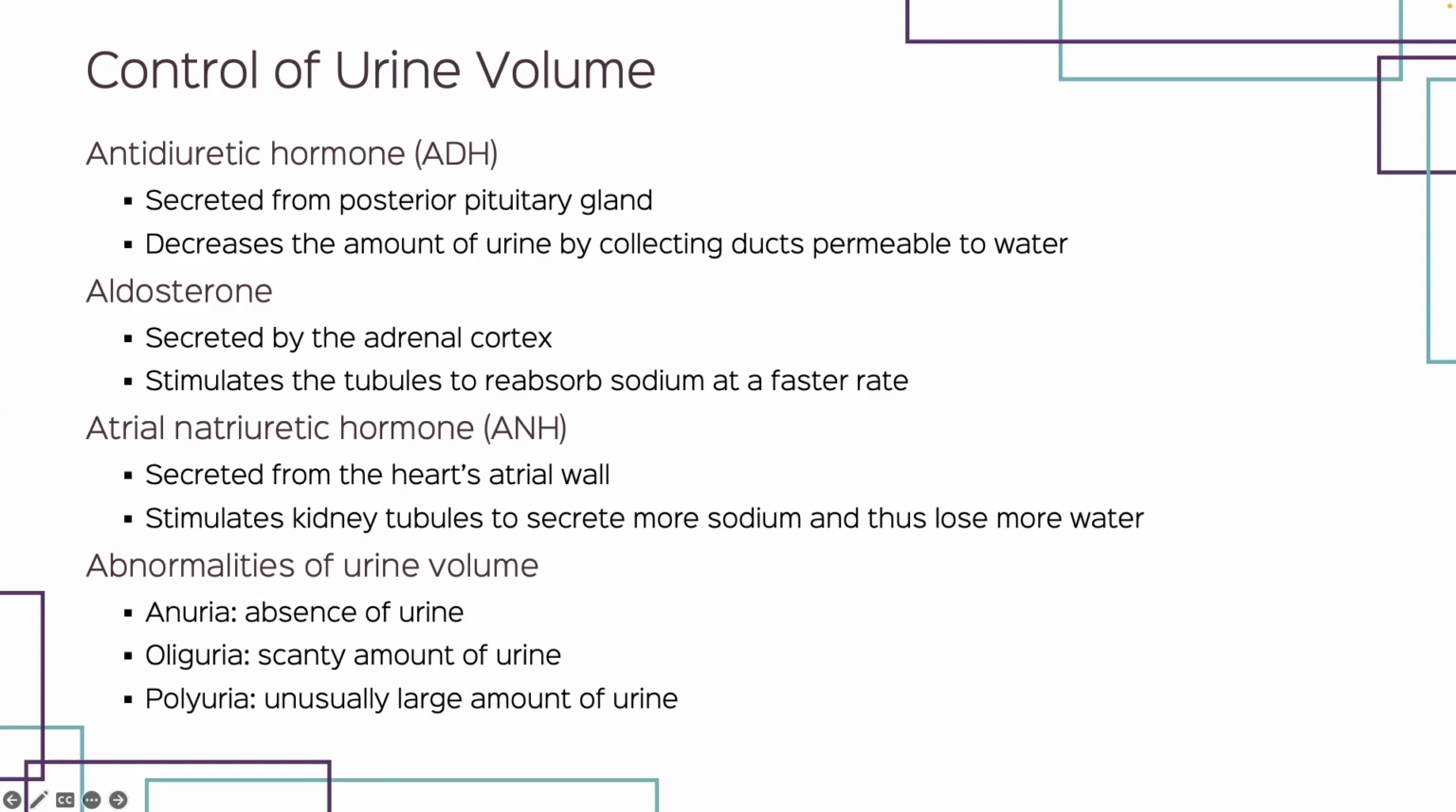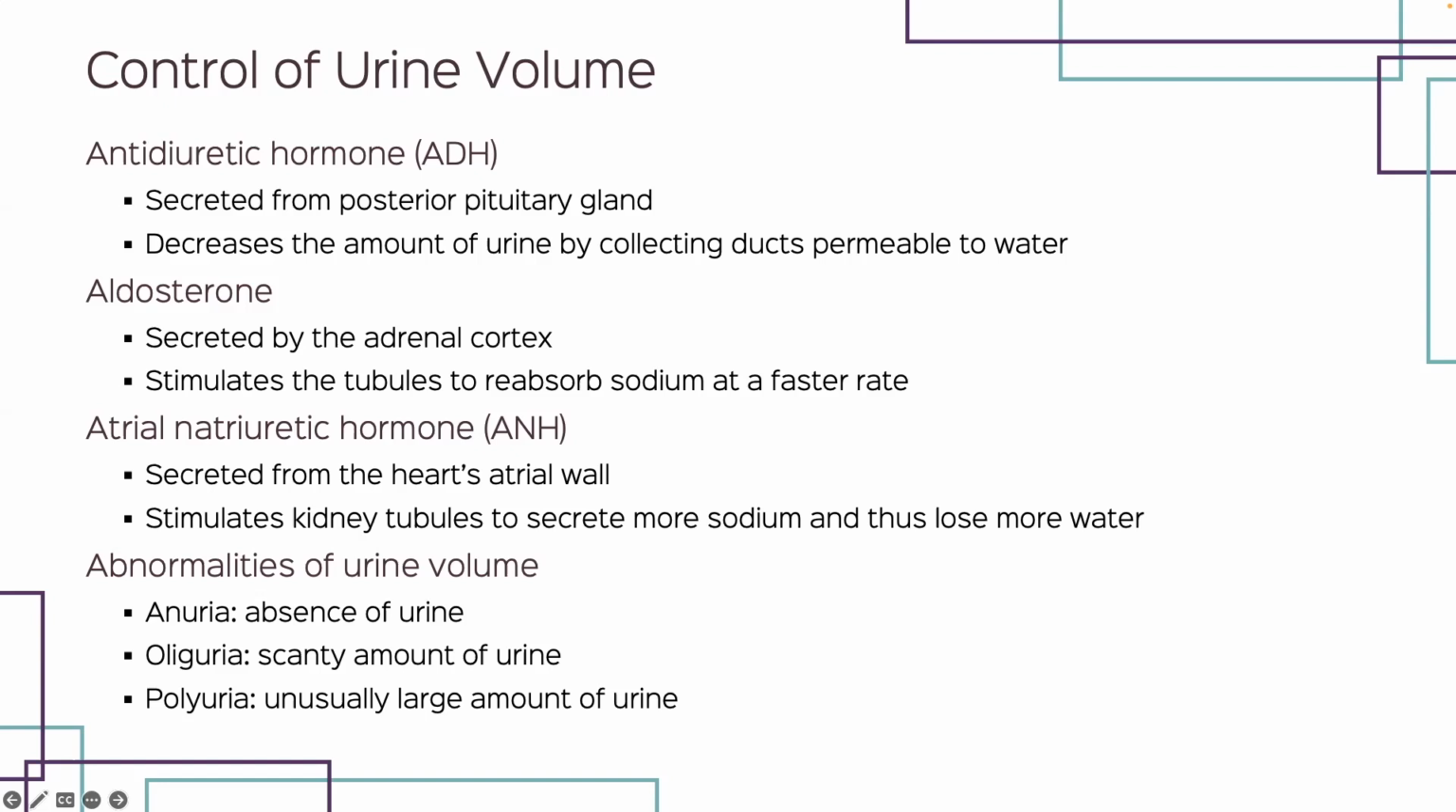Sometimes the kidneys will not excrete normal amounts of urine as a result of kidney disease, endocrine imbalances, cardiovascular diseases, stress, or a variety of other conditions. Some terms you may see in relation to abnormal amounts of urine are anuria, which is the absence of urine, oliguria, which is a scanty amount of urine, and polyuria, which is an unusually large amount of urine.